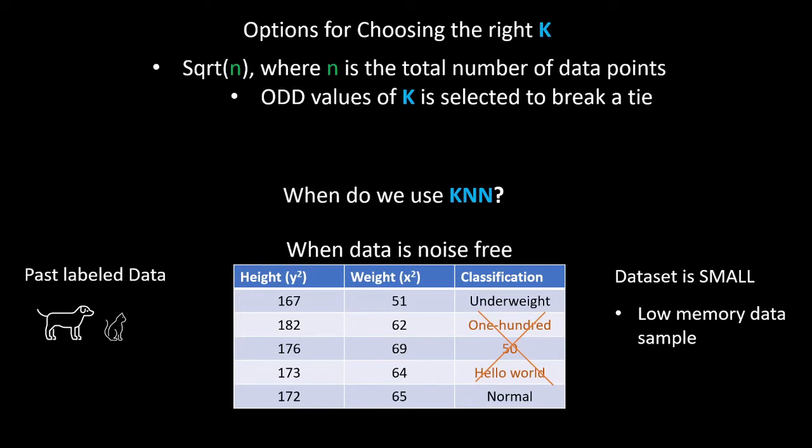Now, I should say that I've used KNN before in computer vision as well. So KNN is one of those things that you may see come up in a computer vision algorithm, but it's sort of outside the scope of this particular video.